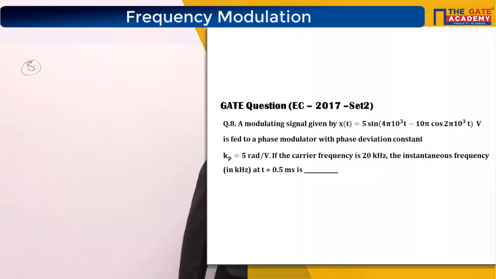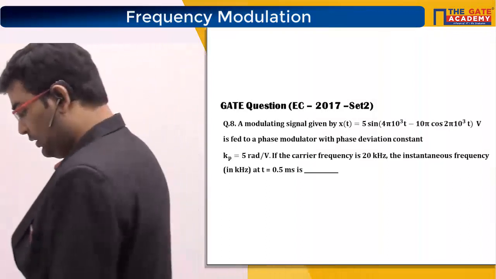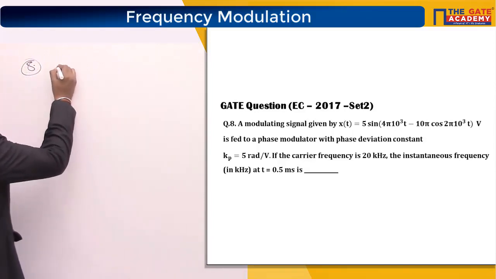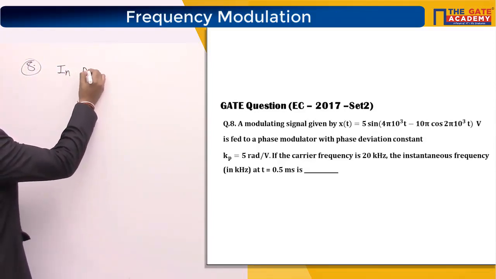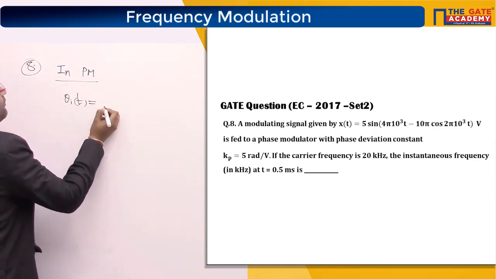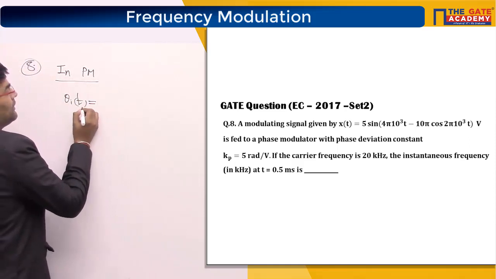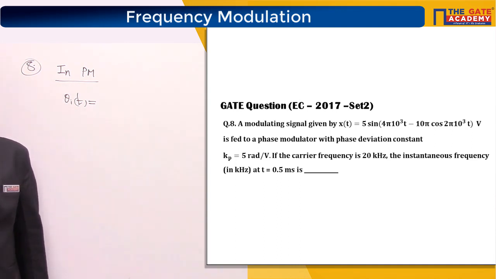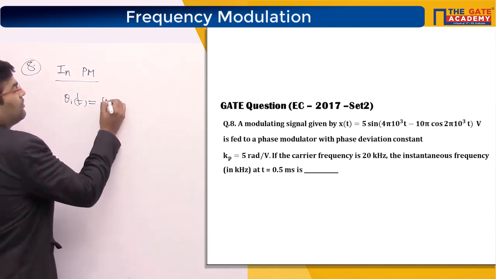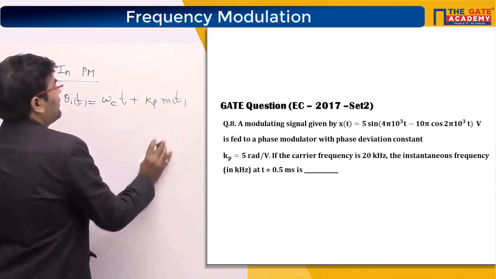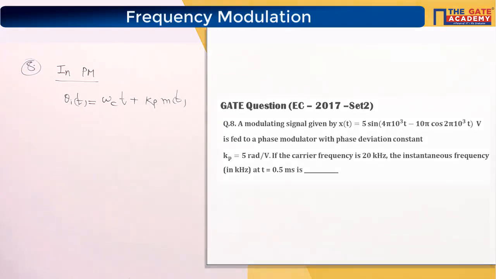I gave a lot of time, so now it is my turn. Guys, if you recall, in PM we start with this. I gave you a summary that is very important. Theta i of t is equal to what? What is the equation I gave, guys? Theta i of t was equal to omega ct plus kp m of t. Yes or no, guys? PM.